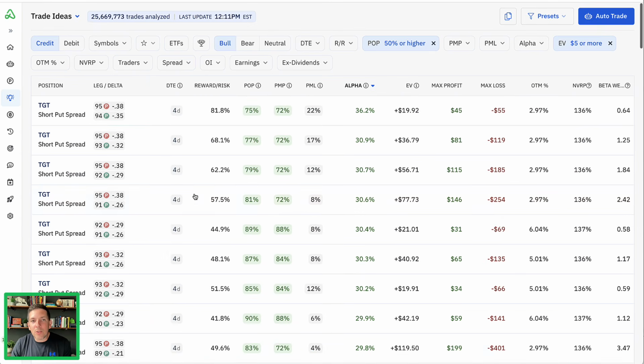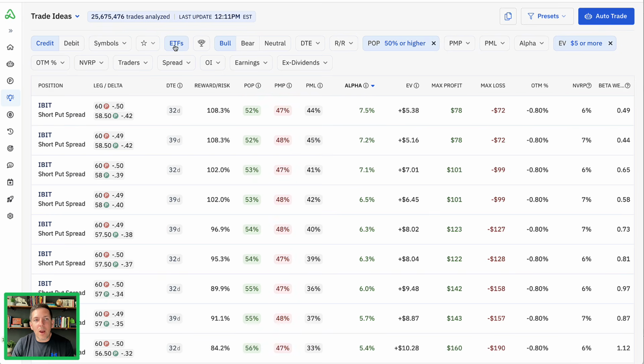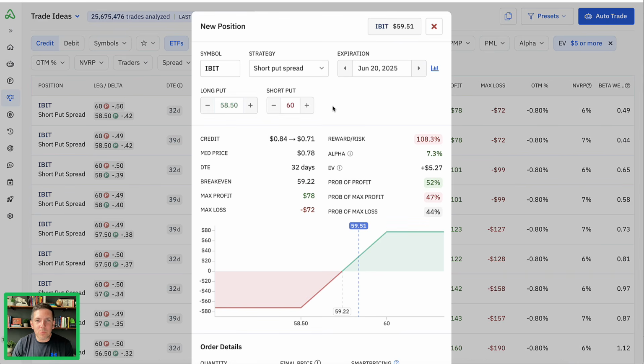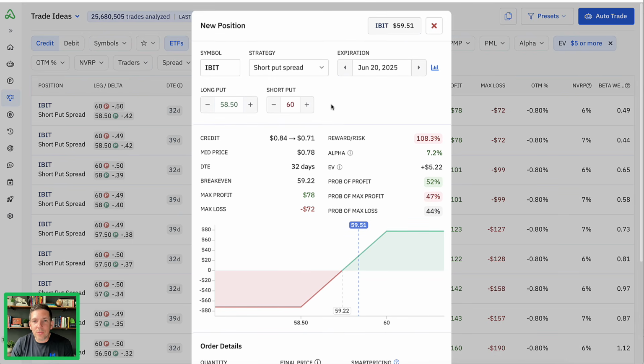But from here, you have something you can start to work with. So now let's say, all right, maybe I only want to do ETFs, okay? So now you get only these positions that come up that are potential trade ideas. So here's one that just popped up on the top here. This one is IBIT, and this one is the June 20th contracts. Again, about a month out or so, 32 days.